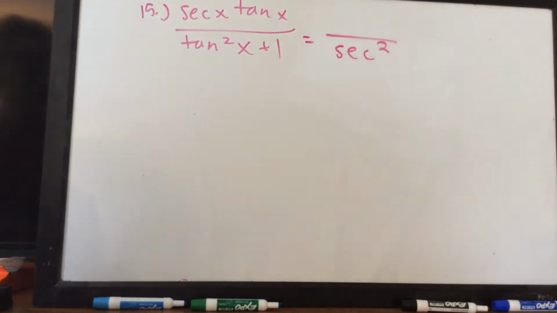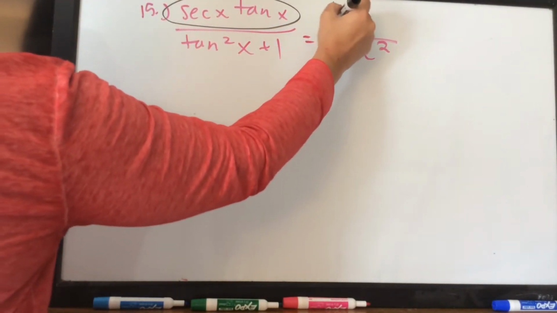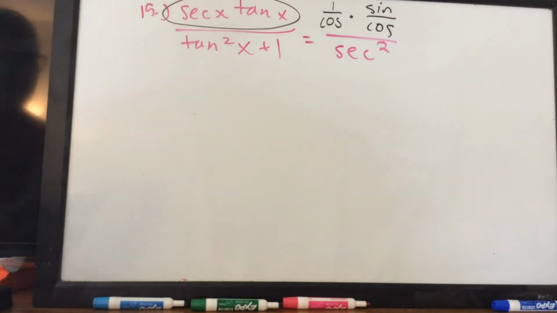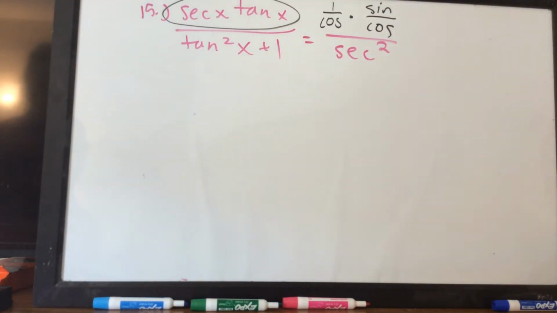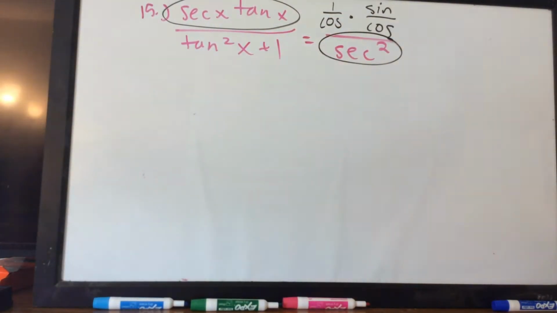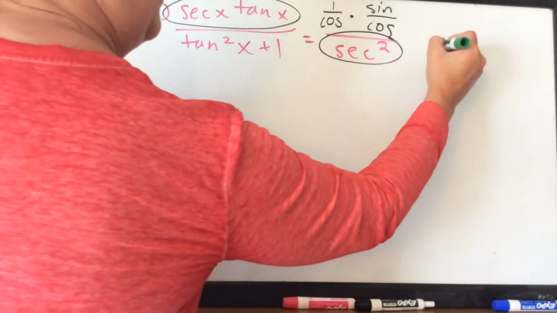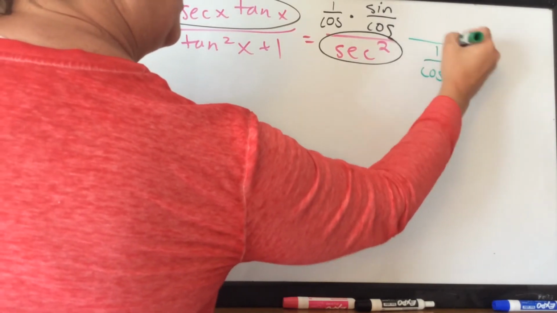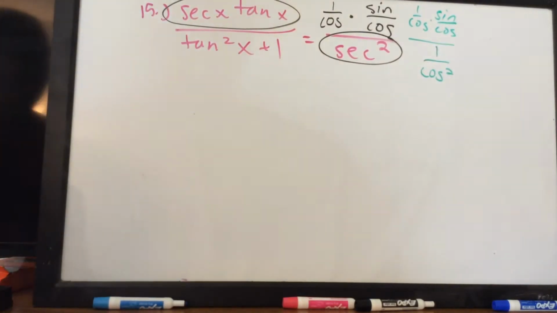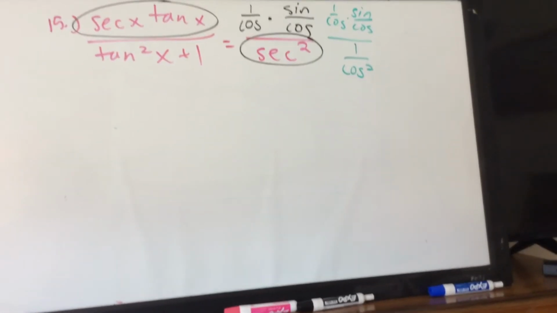The top, I'm going to switch to sines and cosines and see what we can do with that. So secant is going to be 1 over cosine. Tangent is going to be sine over cosine. Alright, so nothing cancels there, so I'm just going to leave it as that right now. But I want to get rid of this in the bottom. So secant squared in the bottom is the same as having 1 over cosine squared. So we still got all that junk. Running out of room here.